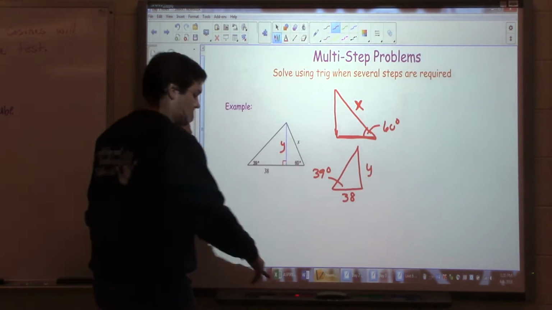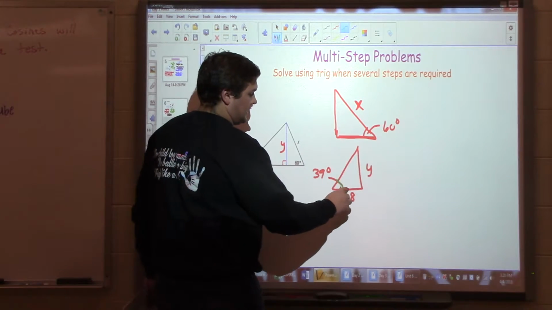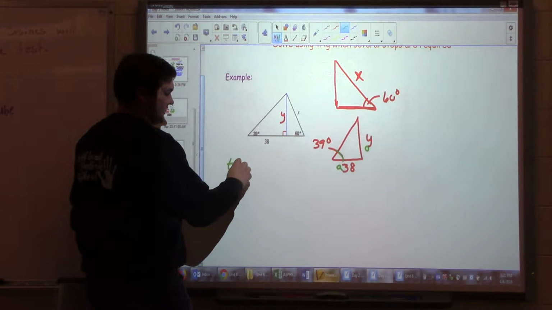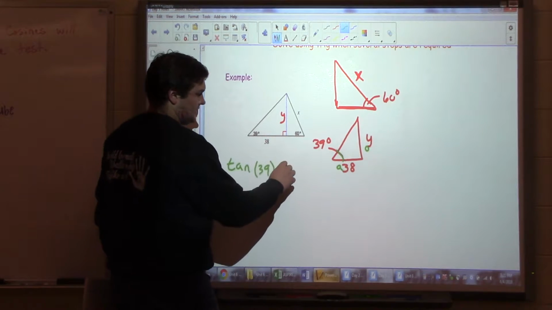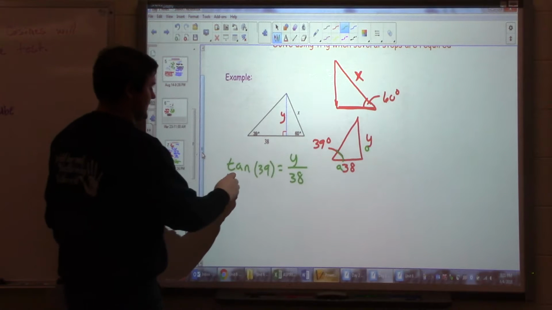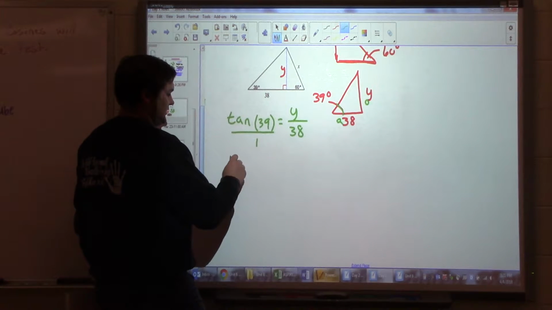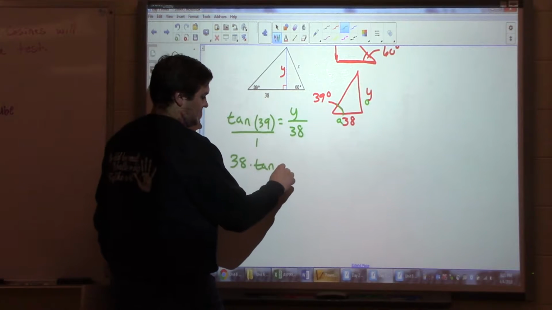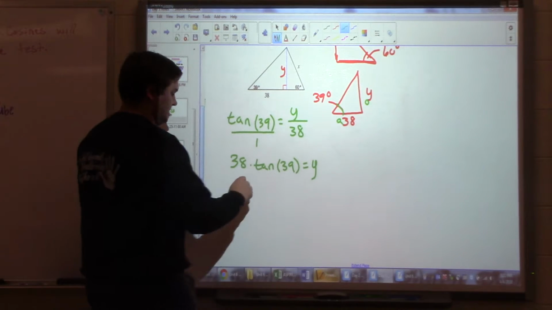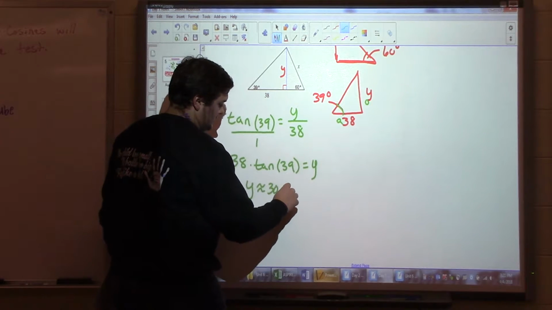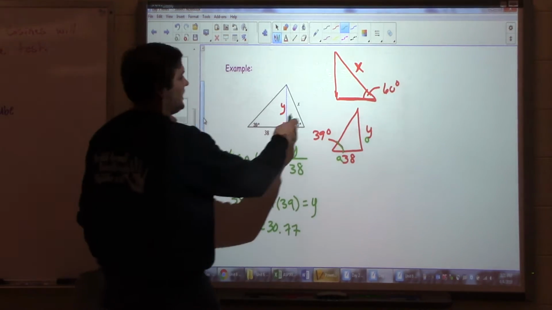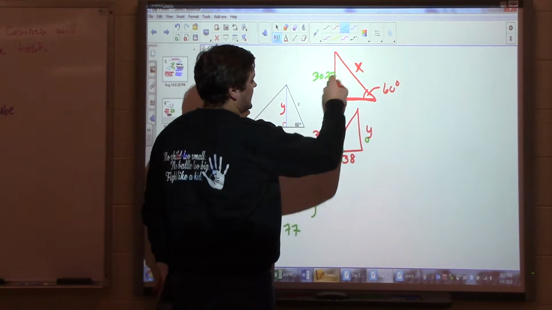So multi-steps. So, 39 degrees, I'm going to use that angle. Y is opposite, 38 is adjacent. So I'm using tangent. Tangent of 39 degrees equals opposite Y over 38. So, cross multiply. 38 times tangent of 39 equals Y. Well, plug that in your calculator. Y should be approximately 30.77. So, found Y, so now I know this side is 30.77.